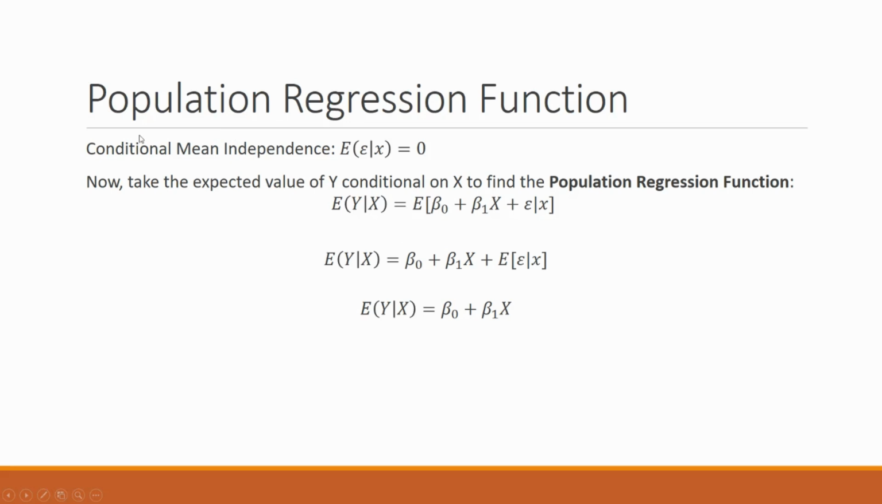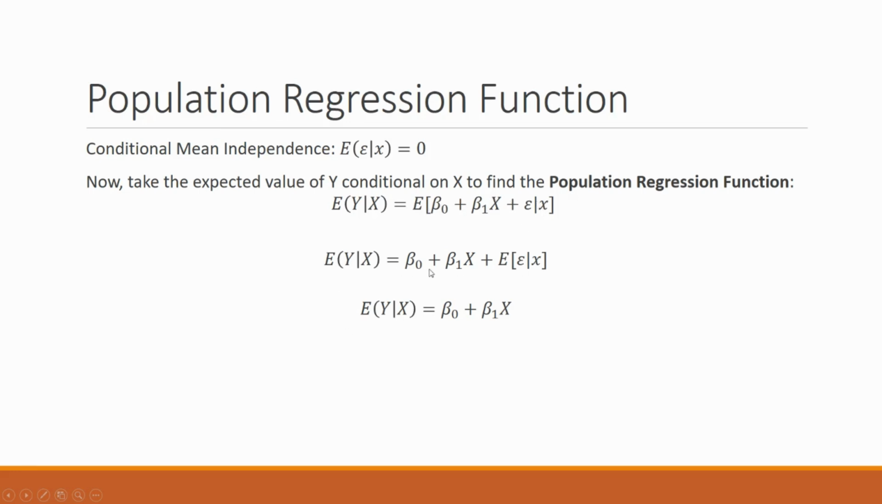Okay, so one quick point here, and then we'll keep going on the bias issue. If the conditional mean independence assumption holds, so if this is actually true, we can find what we call the population regression function. What we can say is the expected value of y conditional on x equals the expected value of your regression line conditional on x.